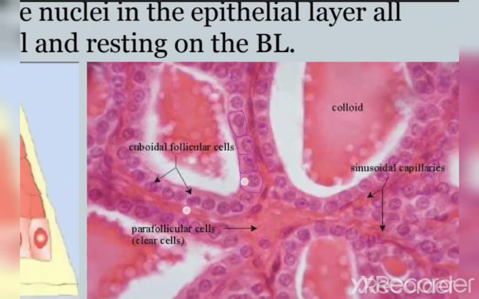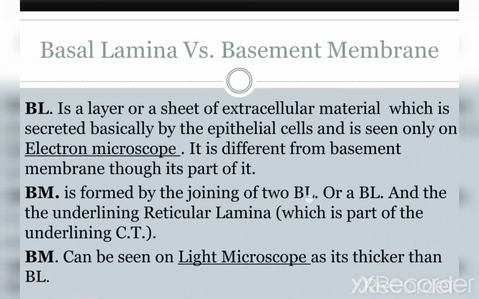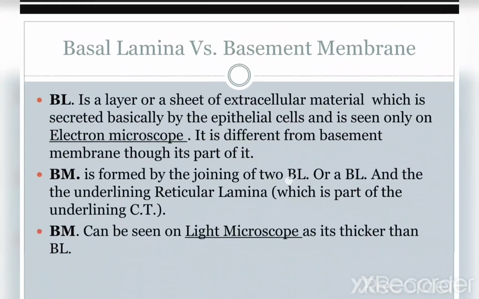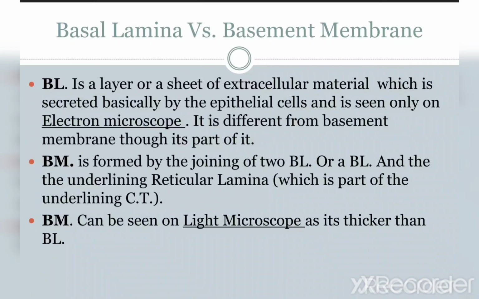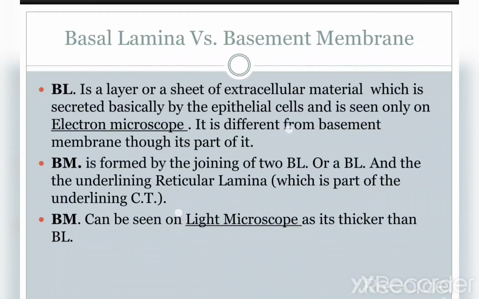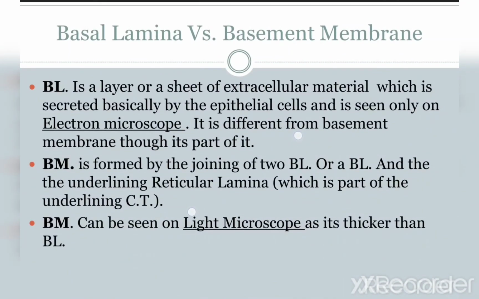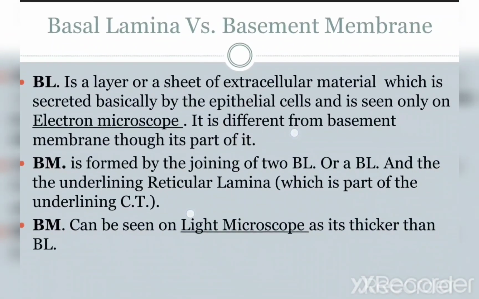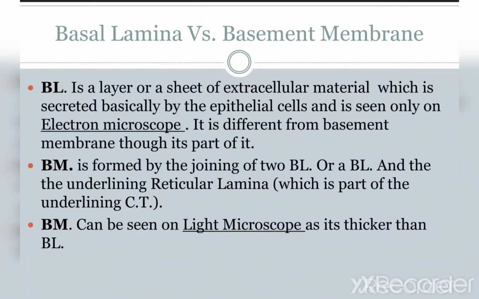What is the difference between basal lamina and basement membrane? The basement membrane is thicker than the basal lamina. You can see the basement membrane with a light microscope, while the basal lamina you cannot see. So the difference is just that one is thinner and one is thicker.